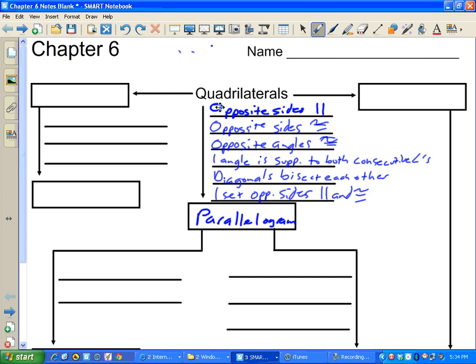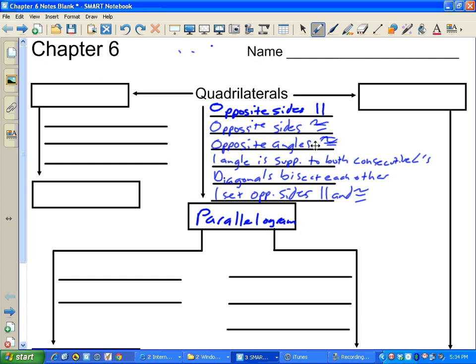Opposite sides parallel. I can do that one because in order to show the opposite sides are parallel, I just need to know their slopes. If they have the same slopes, then that means they're parallel. Opposite sides congruent. I can do that one pretty easily because I can use the distance formula on my opposite sides to make sure they're the same length.